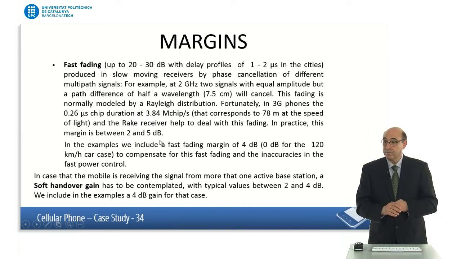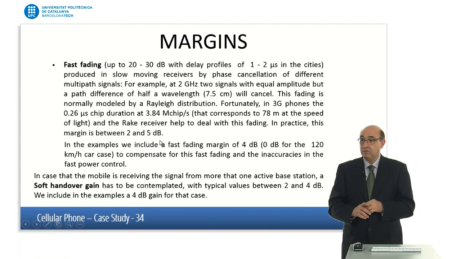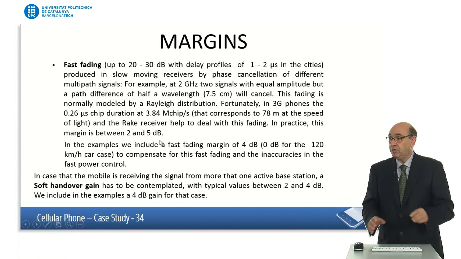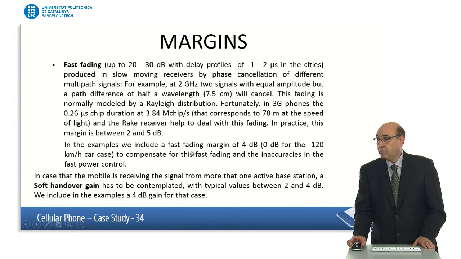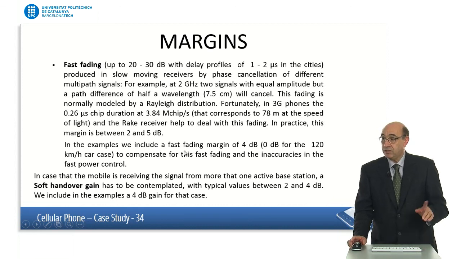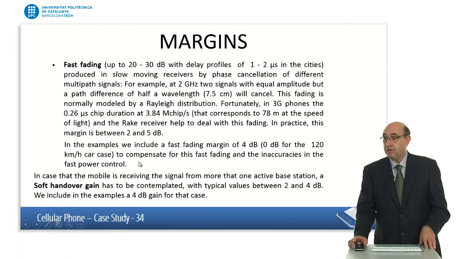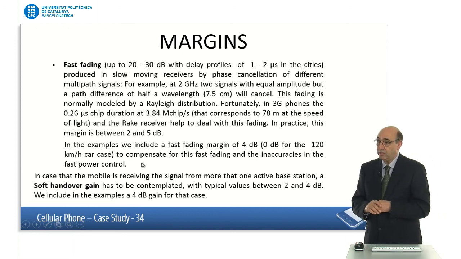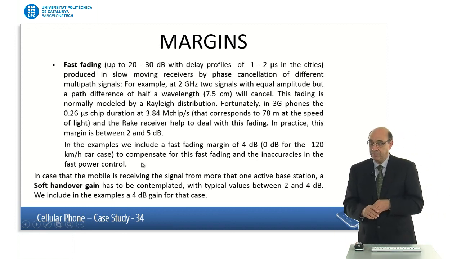In the examples you are going to see afterwards, we are going to include a fast fading margin of 4 dBs. But since we are going to consider the case of a car on a highway, in this case we will not be using any margin, no margin will be required.